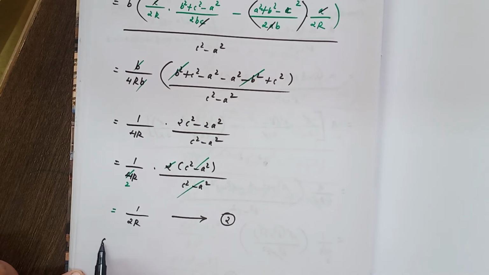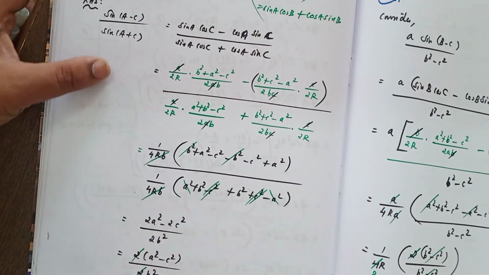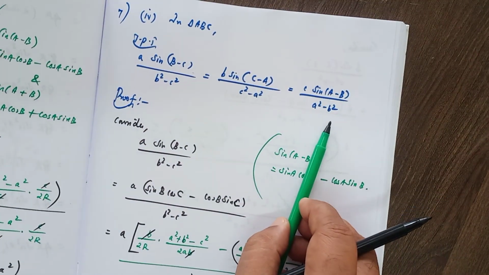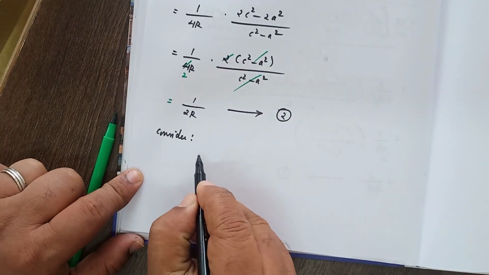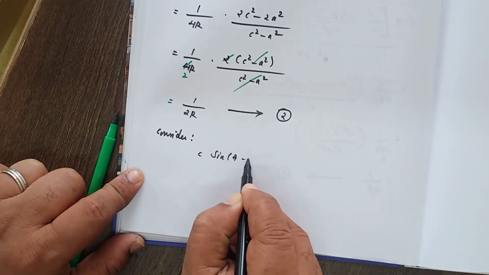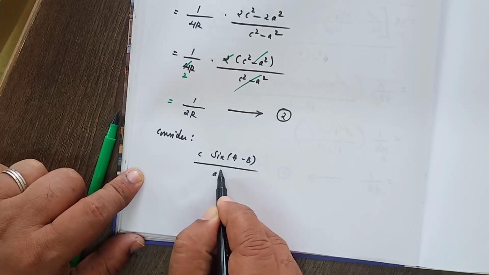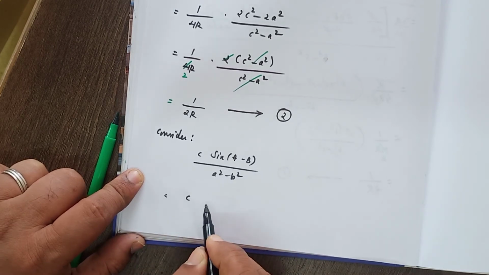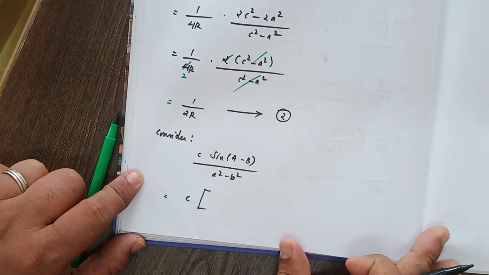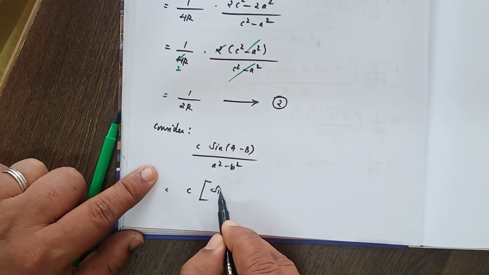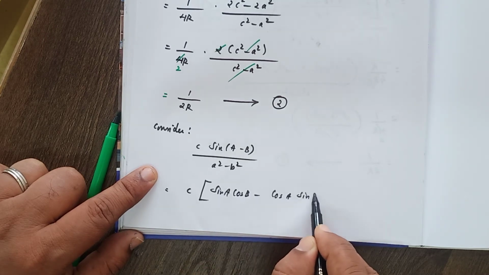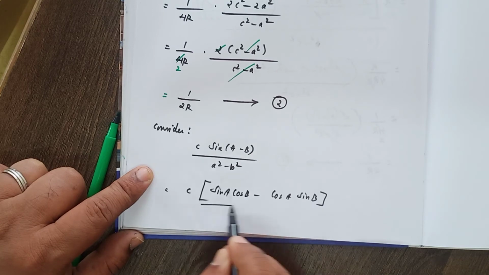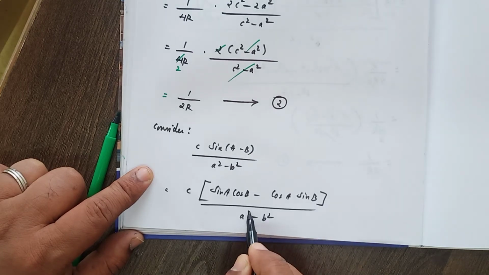Now consider the last one. So what is given at the last? You have C into sine of A minus B divided by A squared minus B squared. Consider C into sine of A minus B divided by A squared minus B squared. See, write as it is, you know the formula for sine of A minus B, write the formula directly. Sine A cos B minus cos A sine B, whole divided by A squared minus B squared.